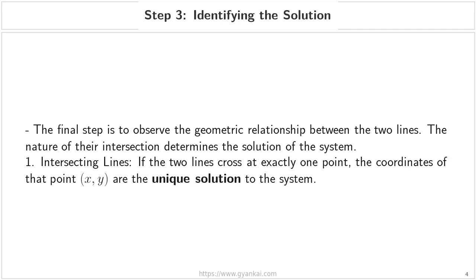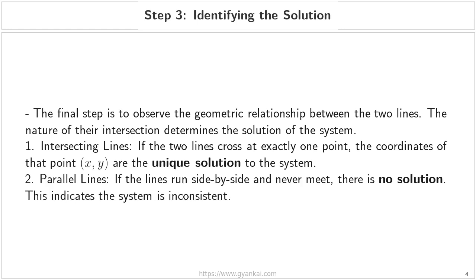There are 3 specific scenarios you need to be able to recognize. First, we have intersecting lines. This is the most common case you will encounter. If you see that the two lines cross each other at exactly one single point, then the coordinates of that specific point, which we call x and y, represent the unique solution to the system. This point is the only pair of values that satisfies both equations simultaneously.